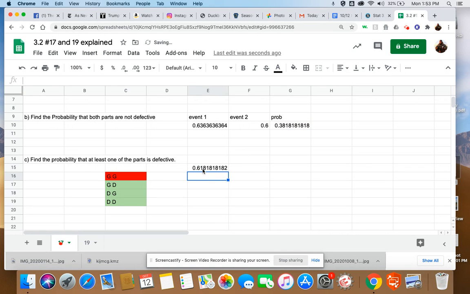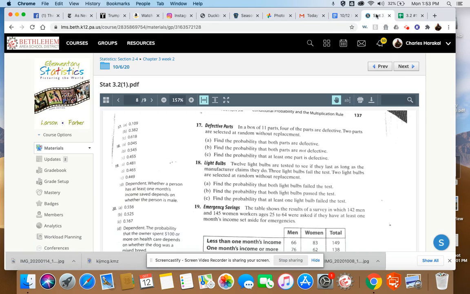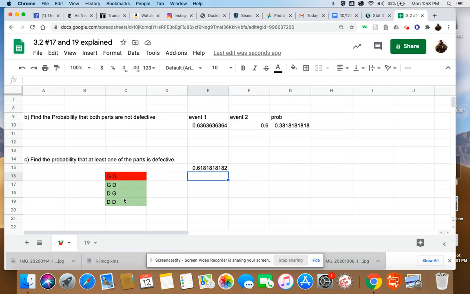That's going to give us 0.618, which is the correct answer here in the textbook. So I hope that clears up number 17. Now we'll move on to number 19.